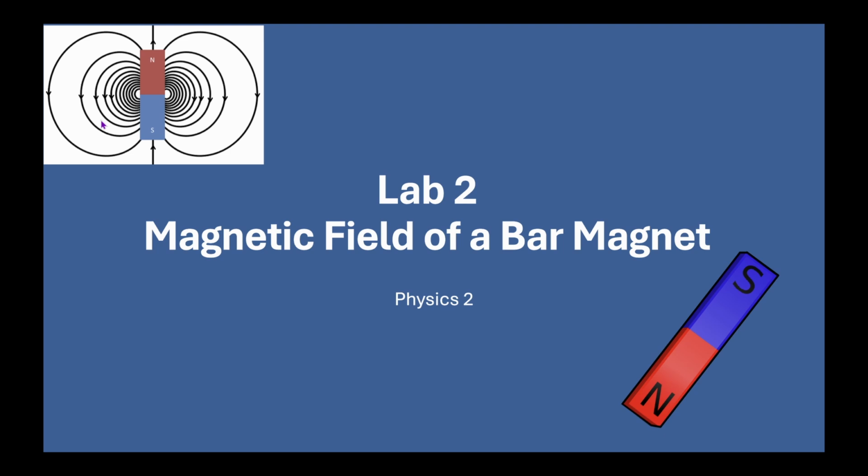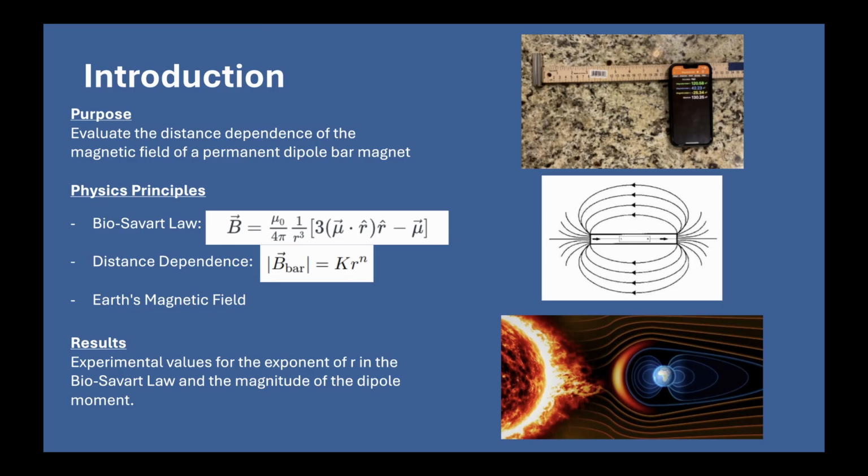In this video, I'll be discussing the second lab in Physics 2212 on magnetic fields of permanent dipole magnets. Introduction. This lab evaluated the distance dependence of the magnetic field of a bar magnet determined by a cell phone magnetometer app, which was then used with respect to the Biot-Savart law to calculate the magnetic dipole of the magnet. This was then modeled in GlowScript to compare the mathematical model to reality.